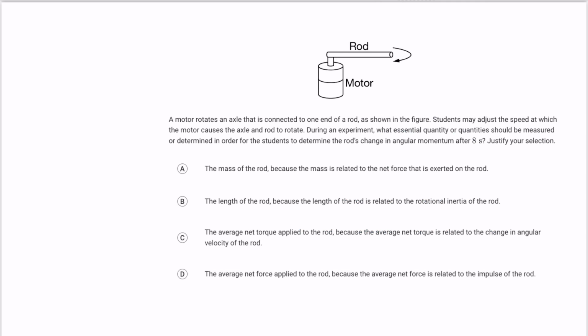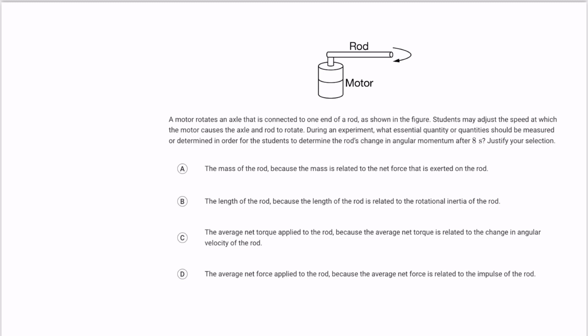Here we have a motor that rotates an axle that is connected to one end of a rod, as shown in the figure above. Students may adjust the speed at which the motor causes the axle and rod to rotate. During an experiment, what essential quantity or quantities should be measured or determined in order for the students to determine the rod's change in angular momentum after 8 seconds? Justify your selection.